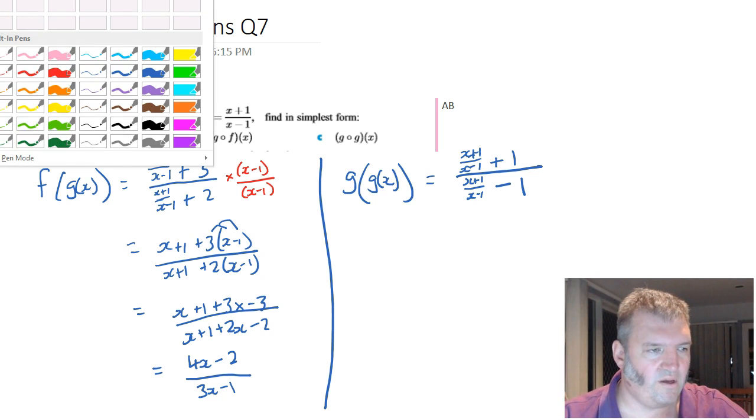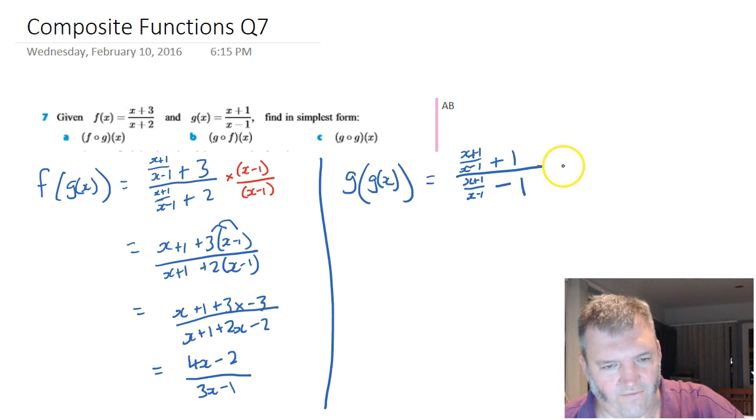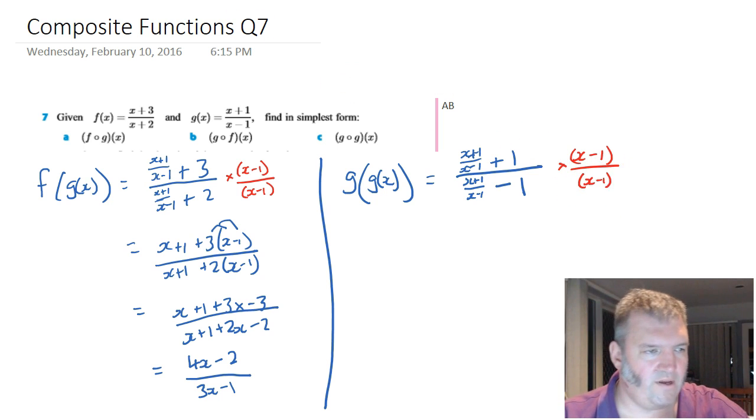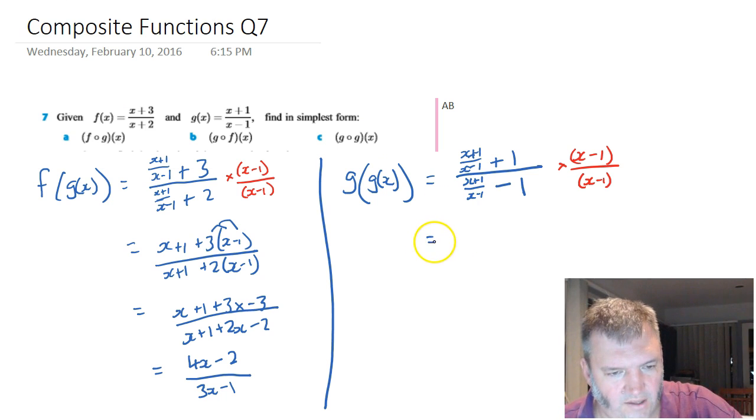That's right, you know what we're going to do. We don't like fractions within fractions, so I multiply by x take 1 over x take 1. That will make it look prettier and a little bit easier to work with. From here it's not too bad, so now I'm just left with x plus 1, denominator cancels, plus 1 times x. I can leave it like that for now.